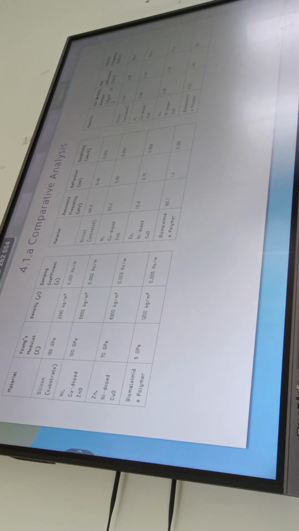So for different materials, the comparative analysis is for the Young's modulus, density and the damping coefficient.